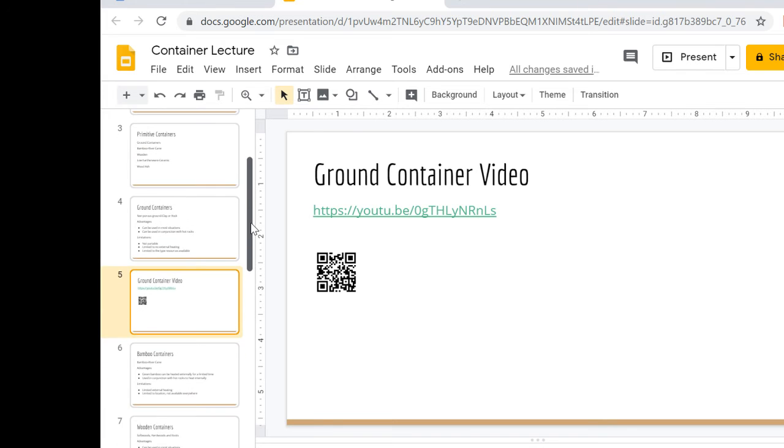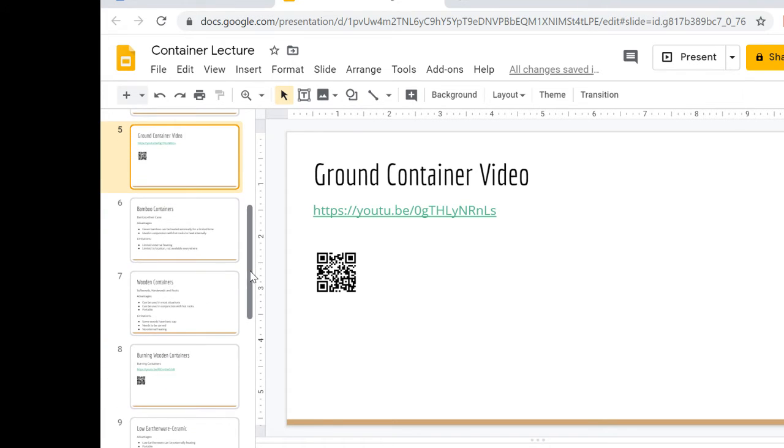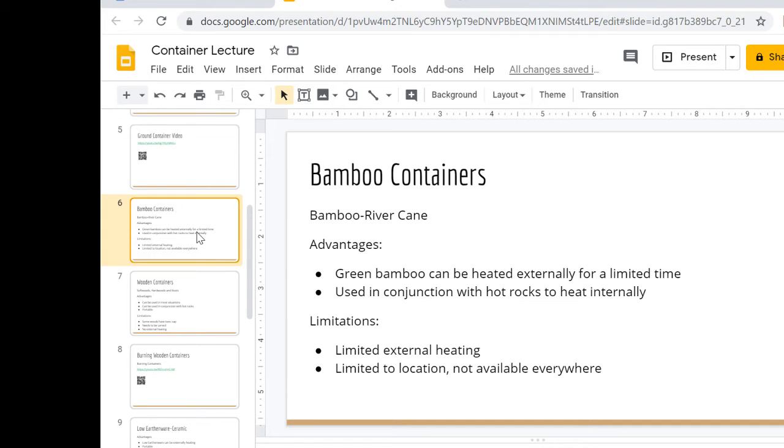Alright, so there is the video for how to make a ground container. That's probably the easiest one for the class to make. Bamboo containers. Now, in Texas we have river cane, we also have bamboo, but we don't have the large varieties. If you would try to make a container out of this, it would have to be small. It would allow you to transport your water in multiple bamboo containers.